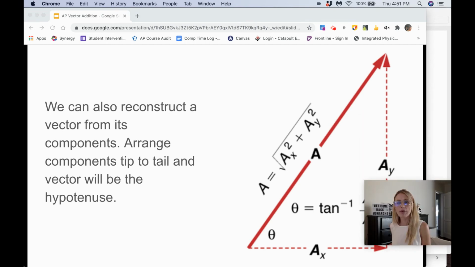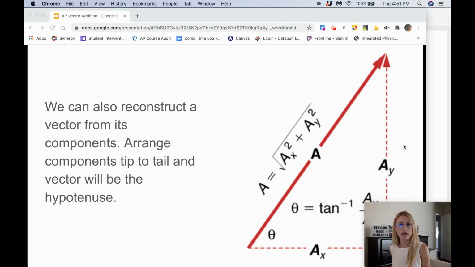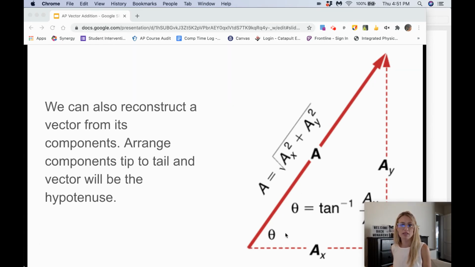So if we get the components of the vector, we can also reconstruct the original vector from the components. All you do is arrange them tip to tail like this. So here's our x component, here's our y component, and then you use Pythagorean theorem, and then you can use the inverse tangent to find that angle if you need to for some reason. So just remember all your trigonometry. You are going to need it when we're talking about vector addition and when we're using multiple dimensions and stuff like that.